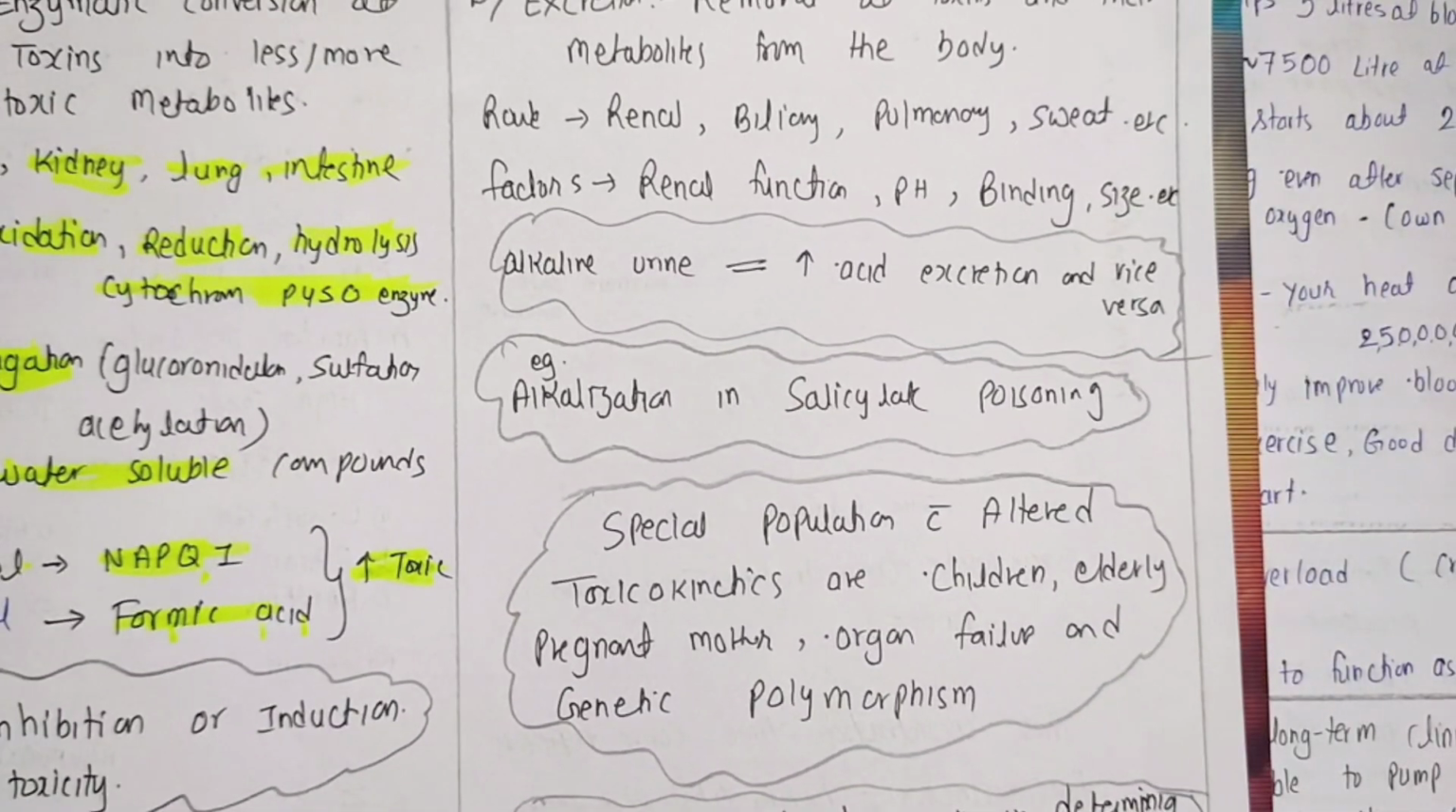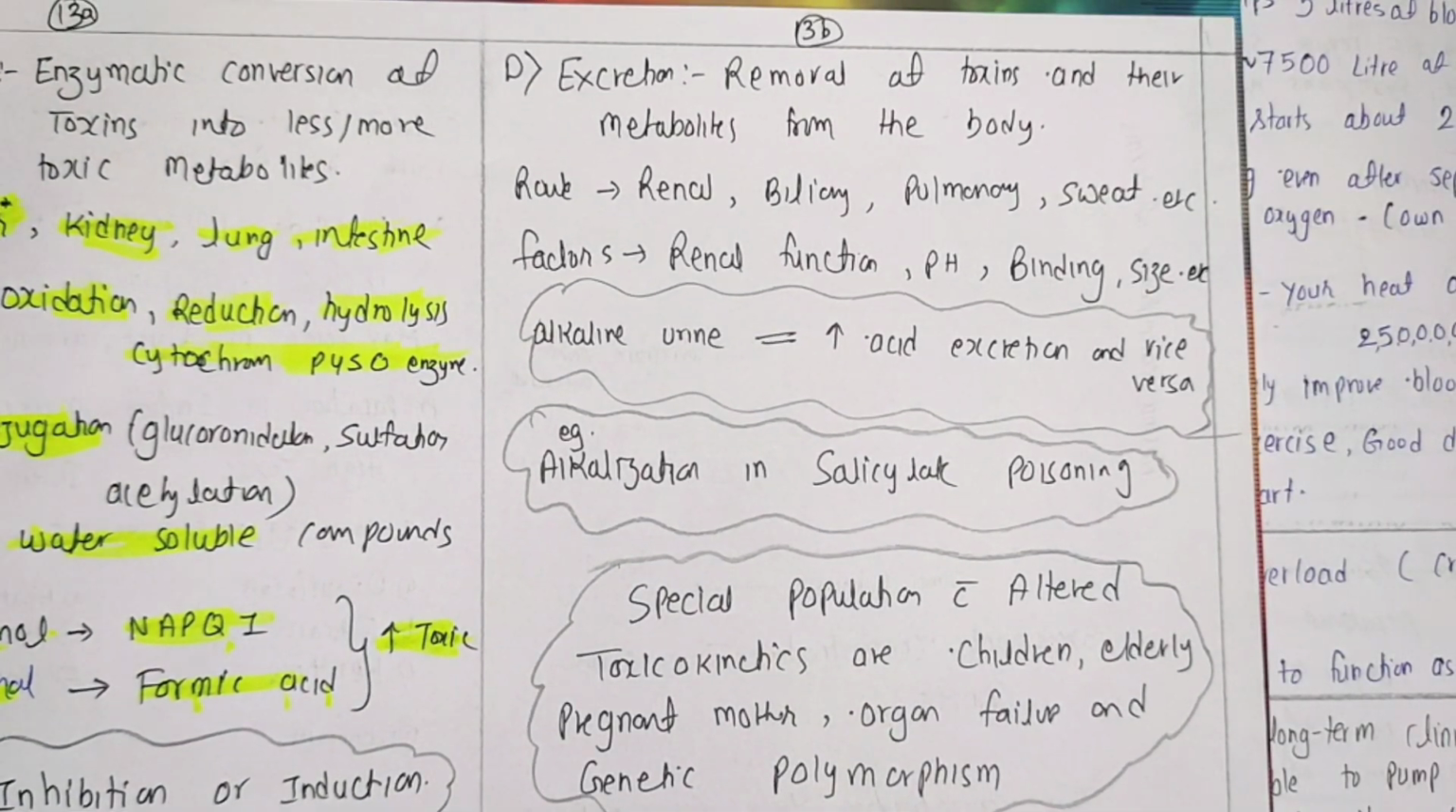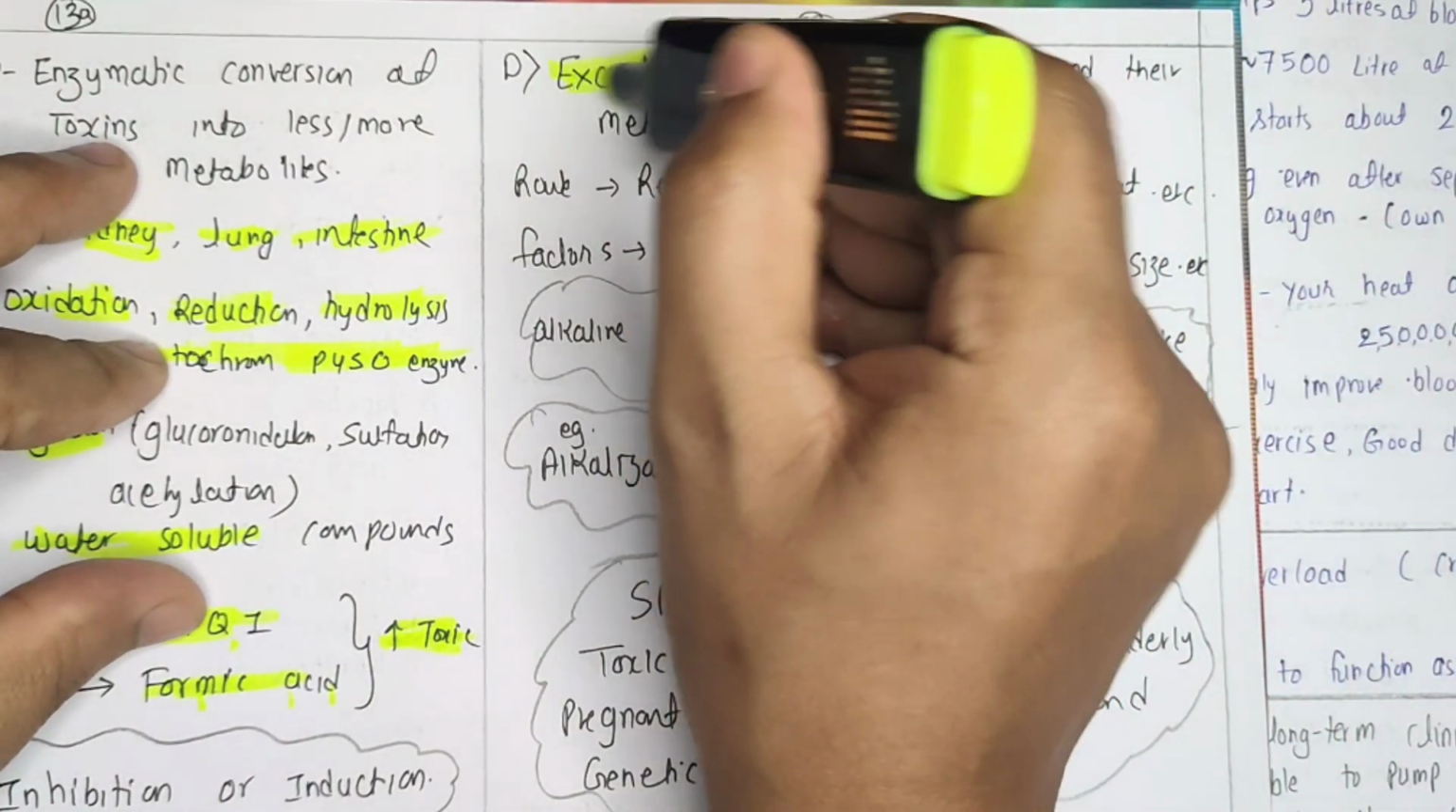Now the another important concept is the excretion. Now this is the fourth parameter in the course of toxicokinetics. So what is the concept of excretion?